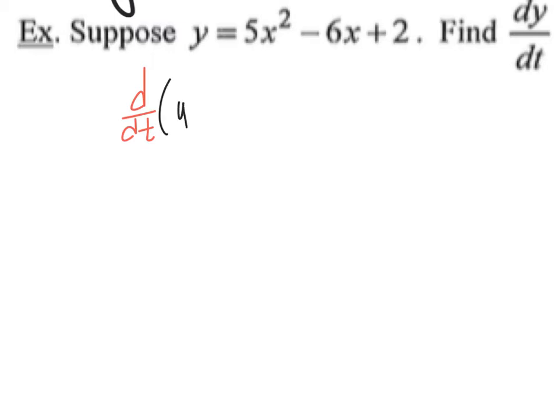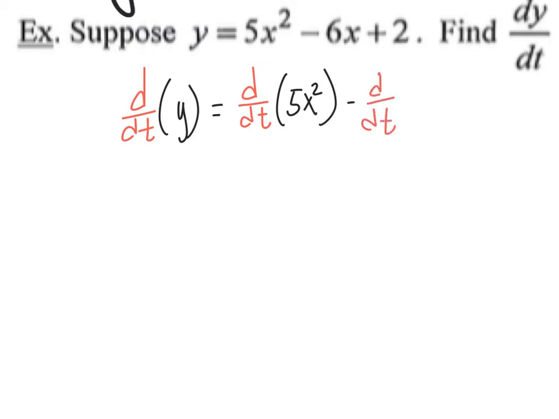So d/dt of y is equal to the derivative with respect to t of 5x squared, minus the derivative with respect to t of 6x, and then plus the derivative with respect to t of 2, okay? So, as a result, we have to look at this and say, all right, the t and the y don't match, so I have to use implicit differentiation, okay? I have to take my normal derivative and then multiply by dy/dt, okay?